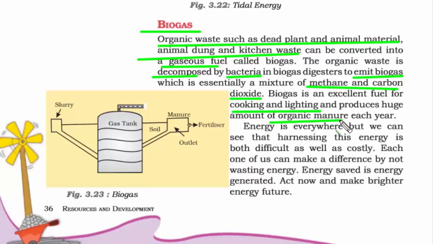So this was all about the biogas part. You can see this picture and have a look at this. There's a big tank, in that all the organic waste is dumped, and then bacteria is added so that the decomposition process takes place. Eventually biogas is emitted, and we harness that energy and use it for cooking and lighting, and the byproduct of this is also organic manure.